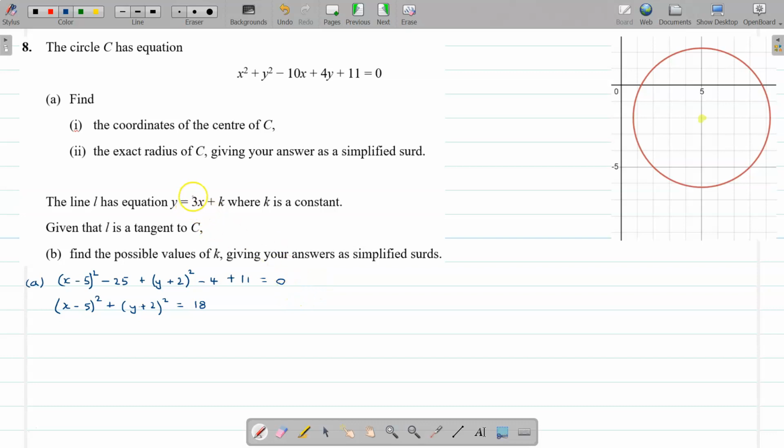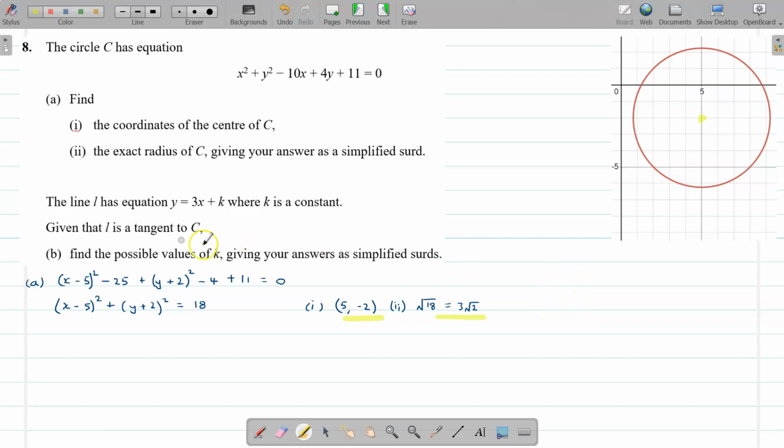So this is questions 1 and 2. So part 1, I can just now say 5, minus 2. And part 2, I can say that's root 18, which is root 9 root 2, which is 3 root 2 as a simplified surd. Okay, so that's the first question answered.